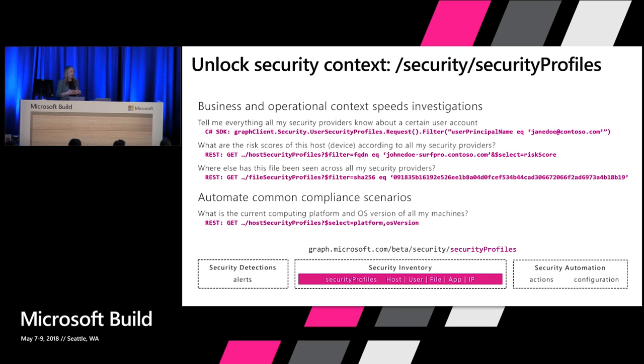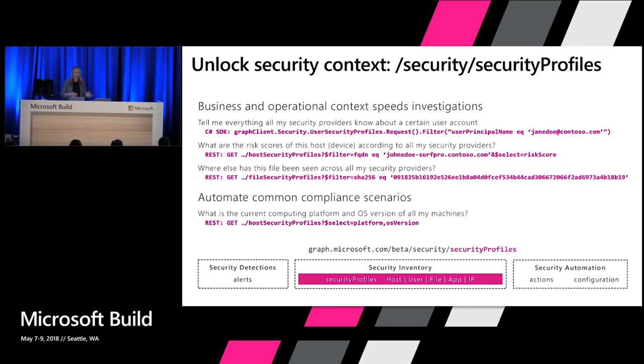So the security API will federate that request out to all of the providers and return back an aggregated list of information, everything that's known by those security providers about this particular user. So this information could be used to determine if the account was compromised or potentially the extent of compromise.